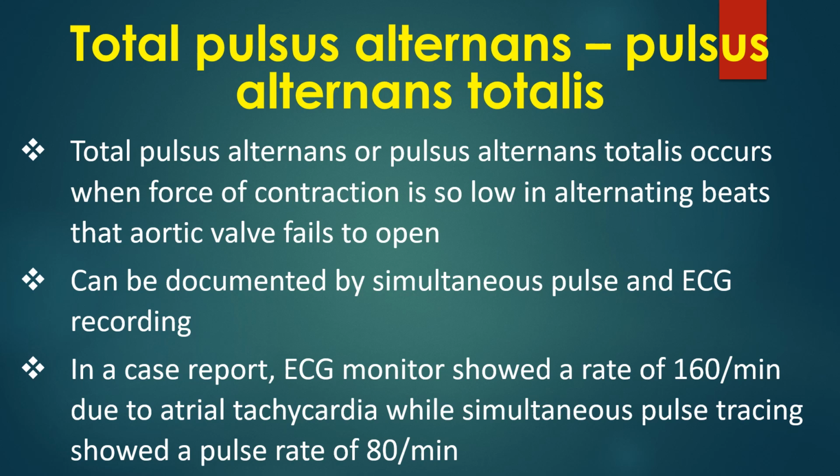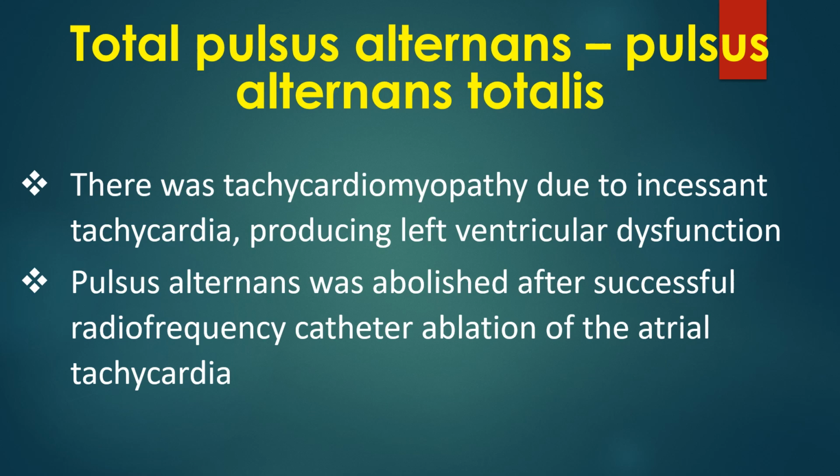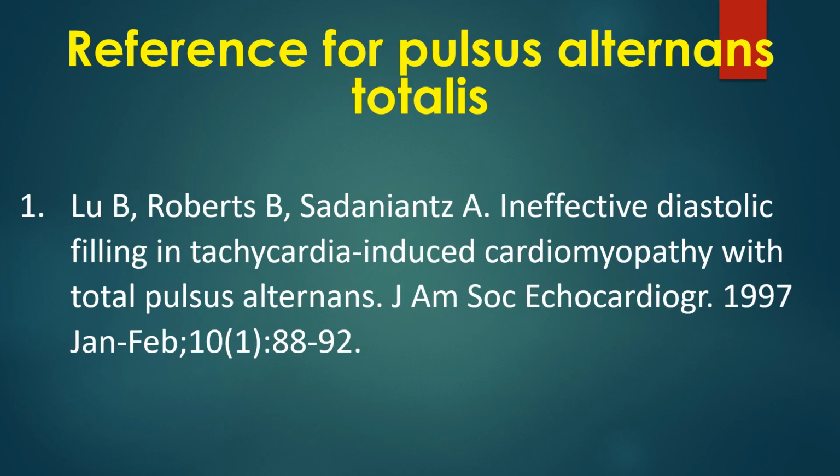In an interesting case report, the ECG monitor showed a rate of 160 per minute due to atrial tachycardia, while simultaneous pulse tracing showed a pulse rate of 80 per minute. There was tachycardiomyopathy due to incessant tachycardia producing left ventricular dysfunction. Pulsus alternans was abolished after successful radiofrequency catheter ablation of the atrial tachycardia. Reference for pulsus alternans totalis.